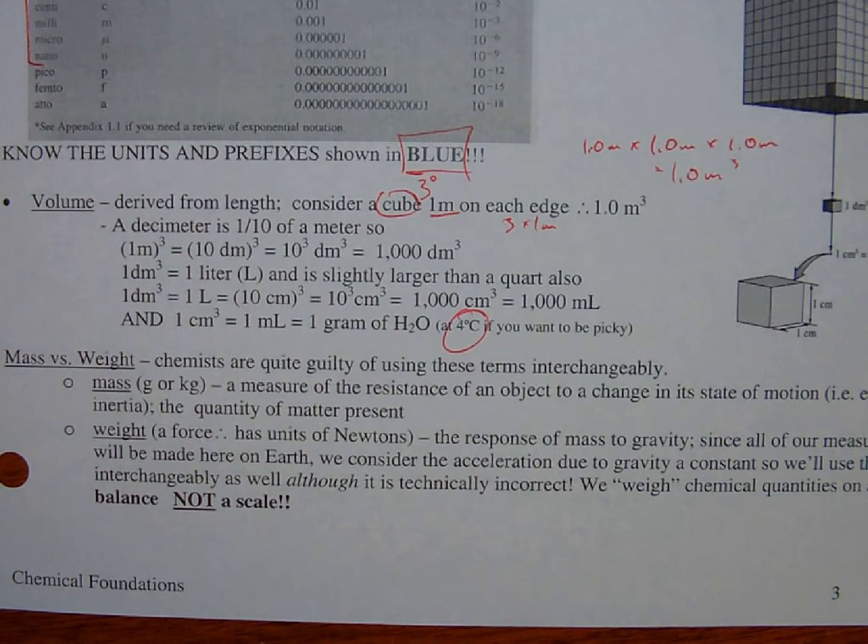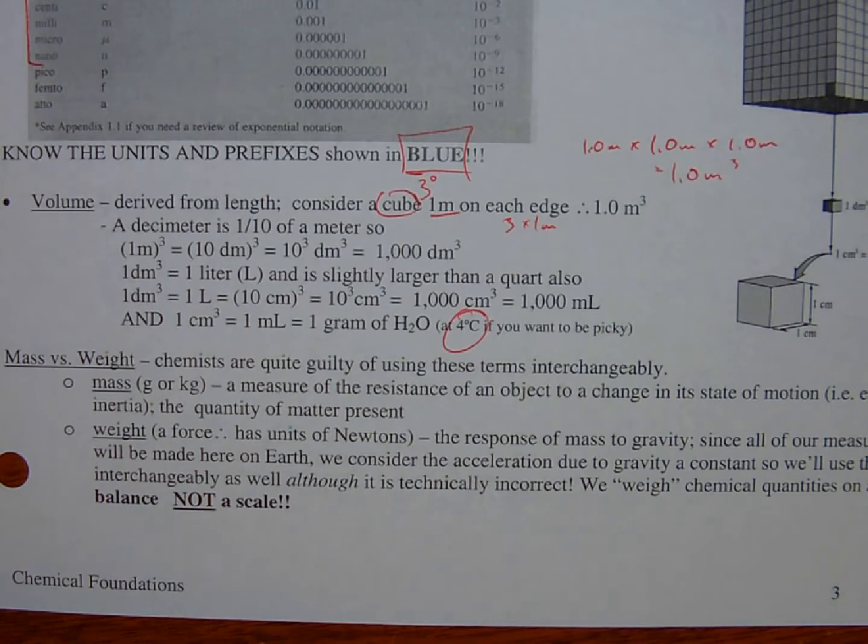Next, mass versus weight. Now, I, just like a lot of people, am very guilty of using these two terms interchangeably. They are not actually the same thing. Mass is measured in terms of grams or kilograms, right? That's the fundamental unit in the SI system. Mass is a measure of the resistance of an object to a change in its state of motion, meaning it exerts or exhibits inertia.